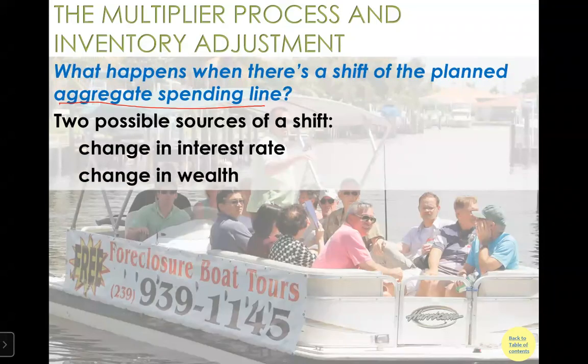There are two possible sources of a shift. First, change in interest rate. Second, change in wealth. Interest rate is going to affect your investment decision, and the change in wealth usually is going to change your consumption. Like last year, the interest rate declined, and you probably heard from the news the housing market became very hot. Many people took advantage of the low mortgage rate. That's investment. Now, change in wealth: if we are expecting a recession, you may not want to spend. You want to save for a rainy day. That's how things can change.